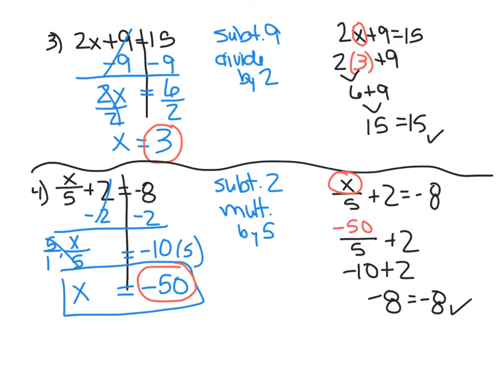Let's look at number 5. Number 5 is one of those special cases that really confuses us sometimes. So let's take a look. Number 5 is x minus 5 divided by 3 equals 4. Right? This is one of those ones that looks a little bit different.